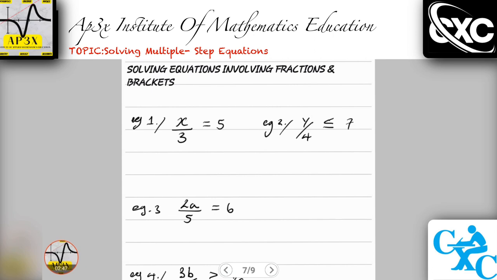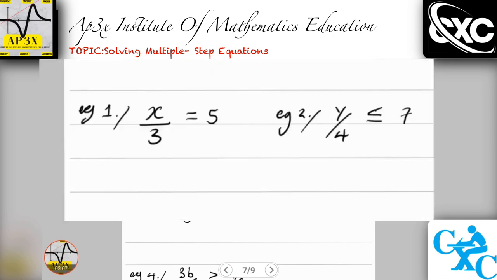So let's jump into today's lesson then. As you can see from the heading, we're going to be solving equations involving fractions and brackets, and also we're going to be doing some advanced questions. We're going to be here for about 45 minutes, so let's get into it.